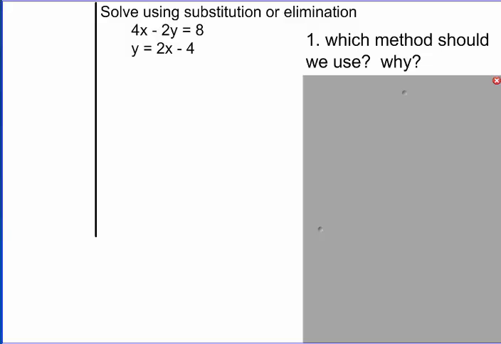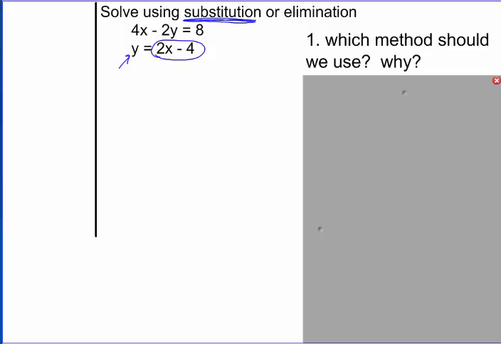So I look for the next thing. I do have a variable that's all by itself. That variable is equal to 2x minus 4. So since I have a variable that's all by itself, we can use substitution. Substitution is a more convenient method when you have the variable that's all by itself.